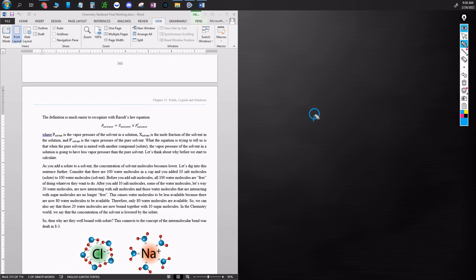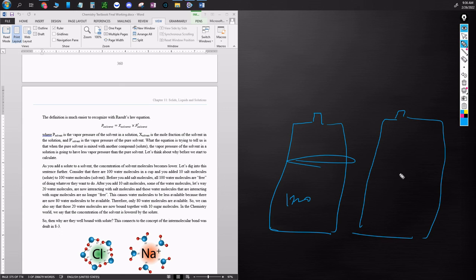So let's think about it this way. You have a water bottle here, which is pure water. Now you have another water bottle, the same size, the same amount of water, but this one has salt in it. What does salt do in water? It dissolves into Na plus and Cl minus. This is where the solution reacts. How this water behaves around these ions is the key here.